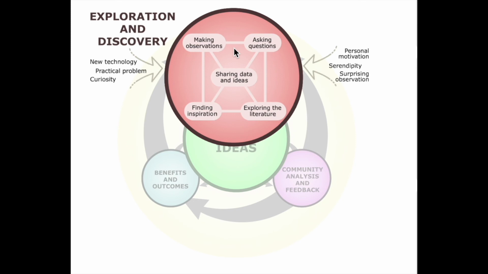Now we'll be looking at exploration and discovery. This is where we're making observations, asking questions, sharing data and analysis, finding inspiration, and exploring the literature. The observations that we were making were how good it tastes. Please make sure that your child asks plenty of questions about the investigation and shares their ideas. Maybe they can share them with family members. Finding inspiration could come from a book, like Goldilocks and the Three Bears, and exploring the literature.